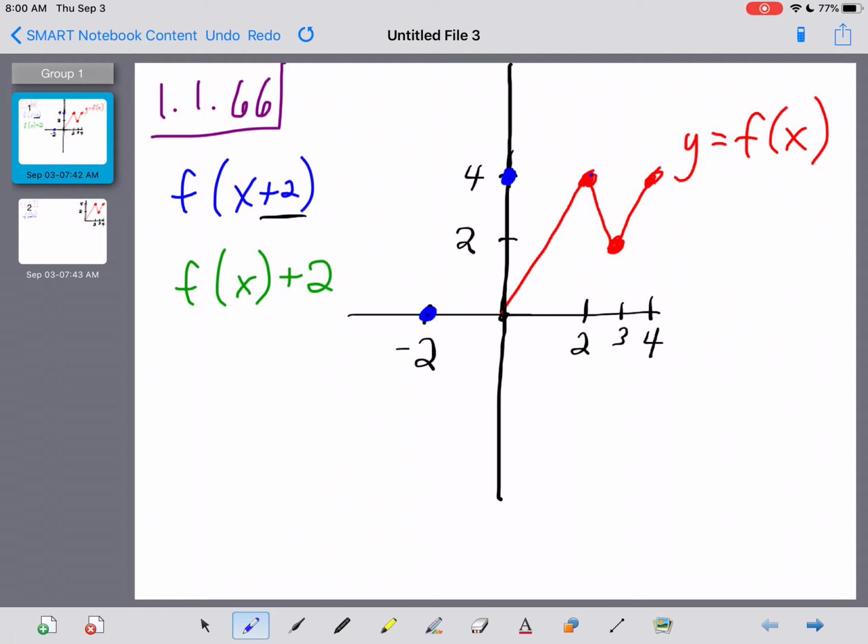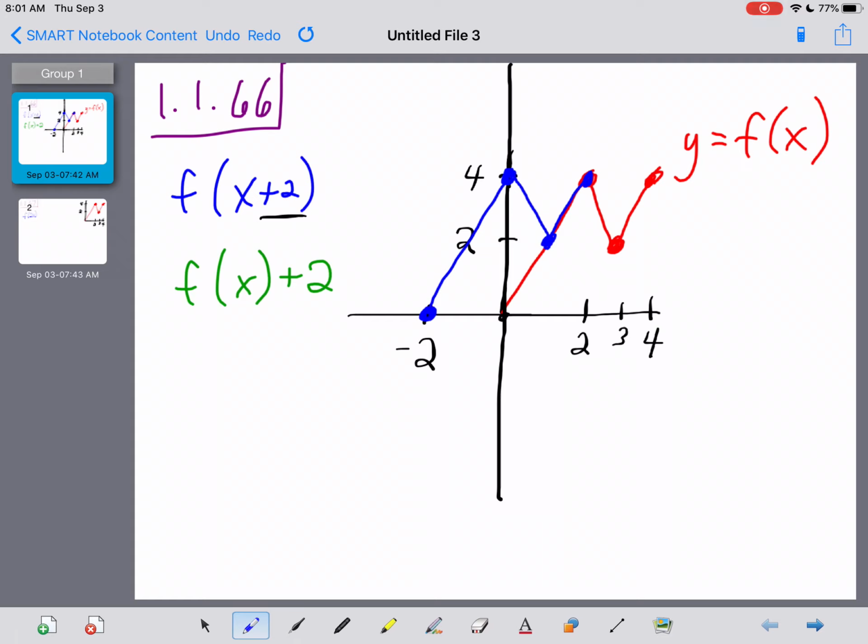This little minimum here, which was at 3, 2, is now going to move to 1, 2. And then the end point on the right here, which was at 4, 4, now moves to 2, 4. And if I connect those 4 blue dots, you'll notice we get the exact same shape we started with, but now it's been shifted 2 units to the left.